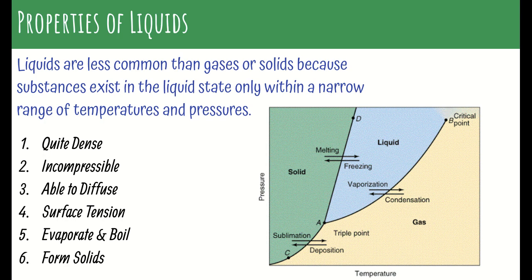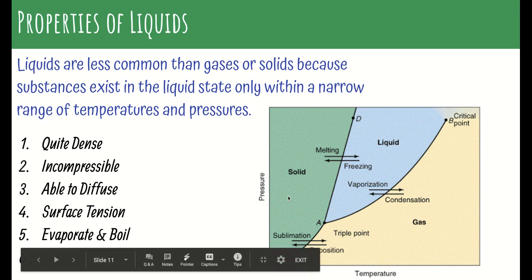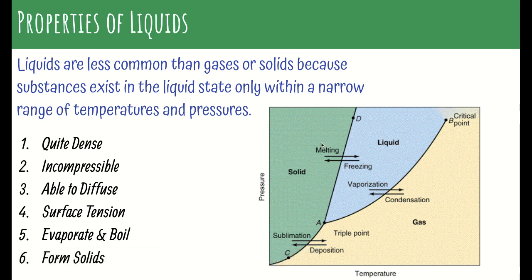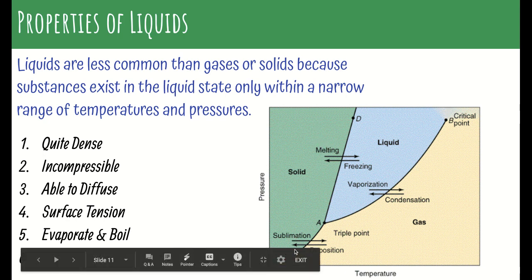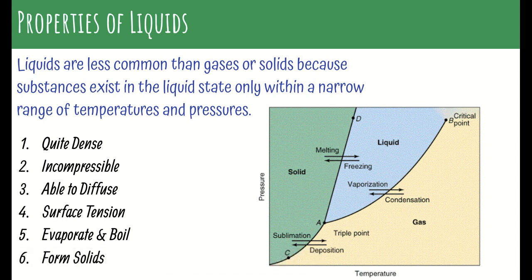So if you look at this graph on the side, we have temperature along the bottom, pressure on the side, and you can see that there's a wide range of pressure where solids can exist. There's a really wide range of pressure and temperature where gases can exist. But if you're looking at liquid, it makes up the smallest portion of this graph. So that has to do with the special properties of liquids.